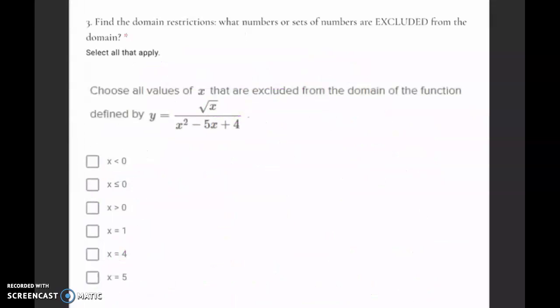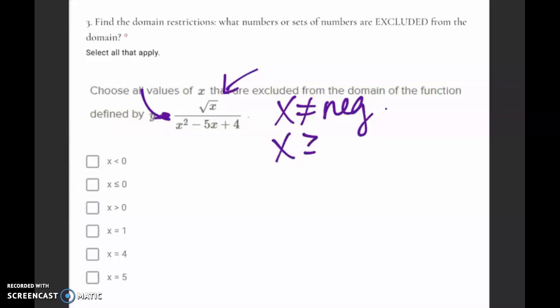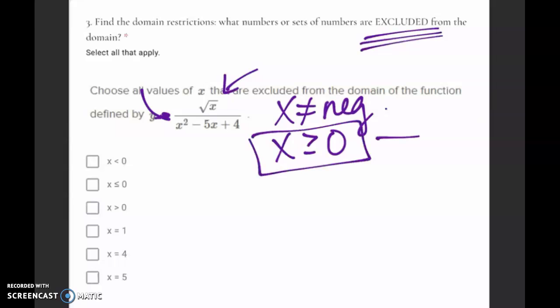Let's look at one more. This is double fun. We have a radical and we have the denominator or a division. So let's start with the radical. x cannot equal a negative number, right? Which means x must be greater than or equal to 0. But be careful, this is a trick question because it says what's excluded, okay? These are all the numbers, all these positive numbers and 0, that are included.